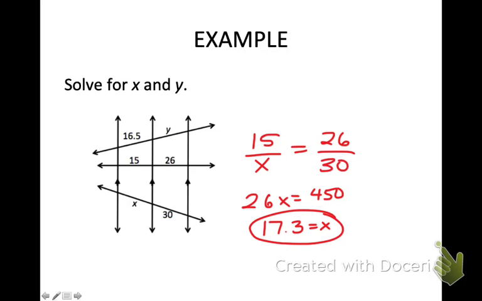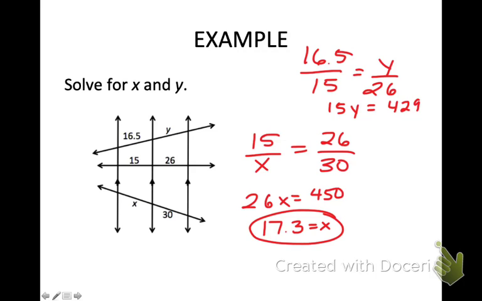How would you get your y? So give me one fraction. 5 over 15 equals y over 26. Good. So that gets me 15y equals 26 times 16.5, which is 429, divided by 15. Y is equal to 28.6. Write it as you see it. Don't make it any more complicated than that.